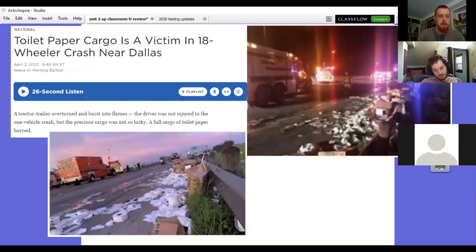Okay, so here are the actual pictures from this 18-wheeler accident. There was another joke that I heard on a news story about this that said it was burned before it could be flushed, right? Truly tragic.